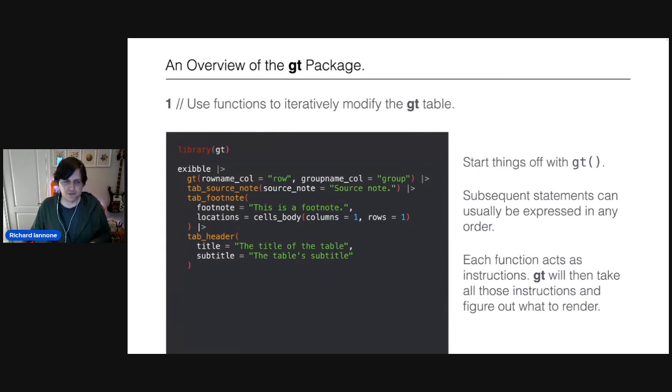If you don't know GT, what you do is you have a data frame, introduce it to GT in pretty much the form you want, close to the final form of the actual table that you want to see. And then use functions to iteratively modify that table. So you introduce a data frame or a table to the GT function, and then use any number of statements using the functions available in the package. And usually you can express these statements in pretty much any order, more or less. What these functions do is they're a bit lazy. They act as instructions, and GT will then take all those instructions and figure out what to render.